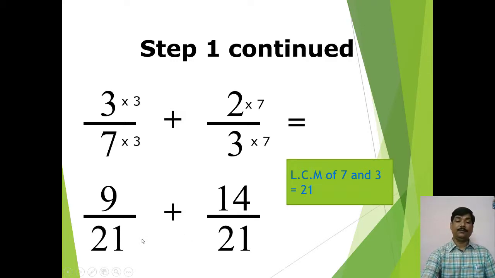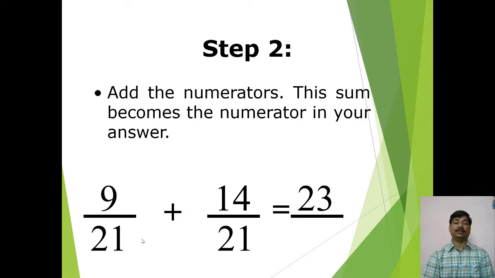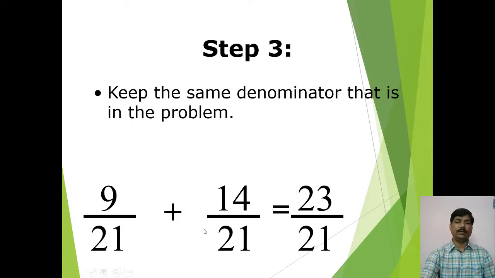Now we will add the numerators and get a sum, and this sum will be the numerator in your answer. 9 plus 14 is equal to 23. This 23 will be the numerator in your answer. What will be the denominator? Keep the same denominator that is in the problem. So 9 upon 21 plus 14 upon 21 is equal to 23 upon 21. So this 23 upon 21 is the sum of the given problem.